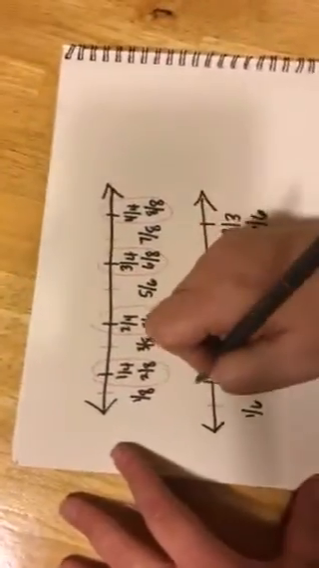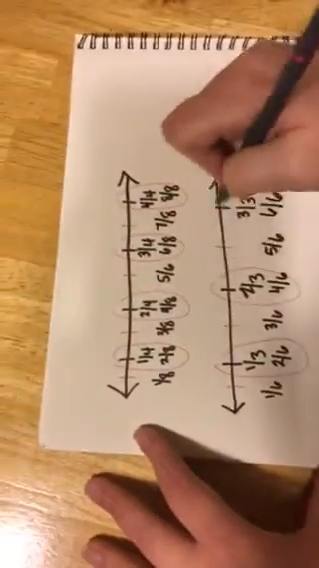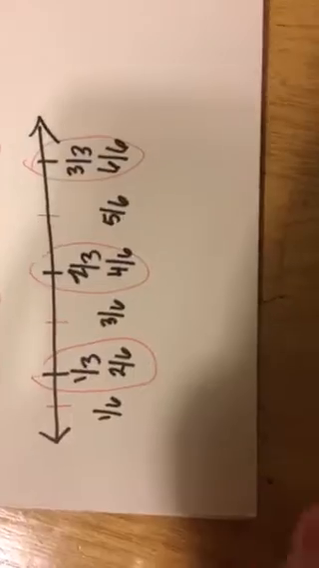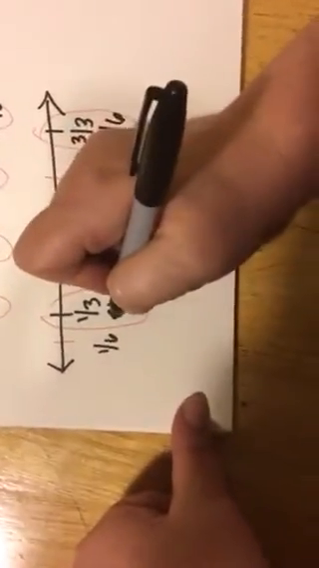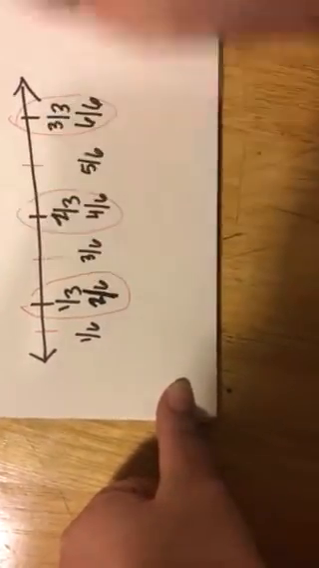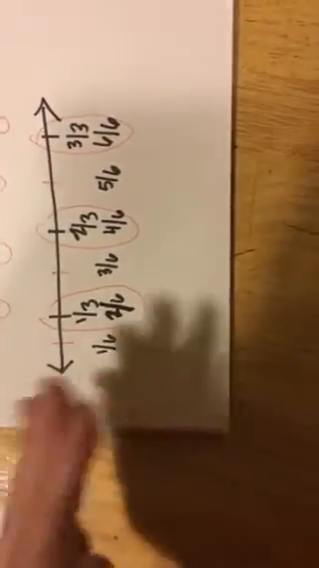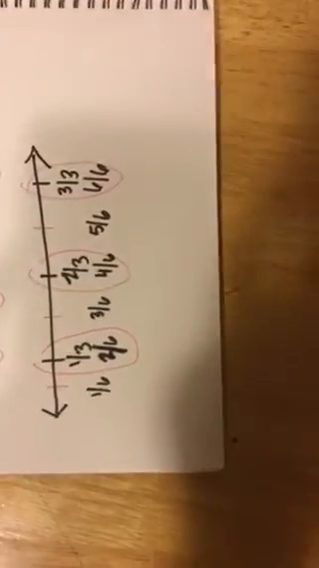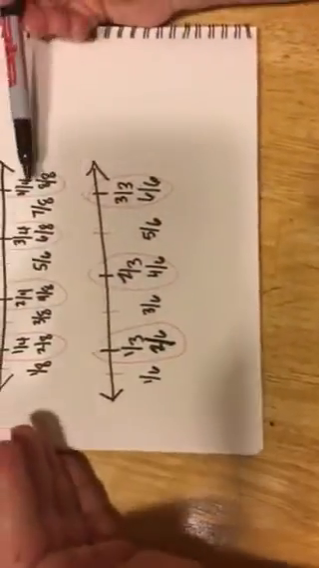And then again, you and the kids will circle the ones that are equivalent. And so they will see that 1/3 and 2/6 are equivalent fractions. They are the same. 2/3 and 4/6 are the same. They are equivalent fractions. Now, you also want to ask the students to look at these two number lines.